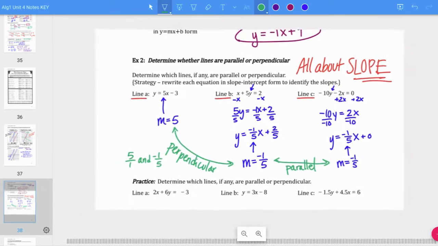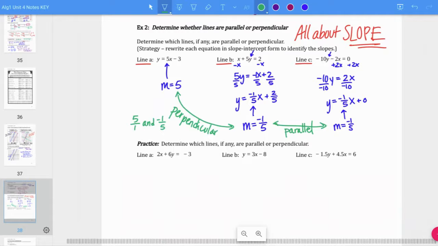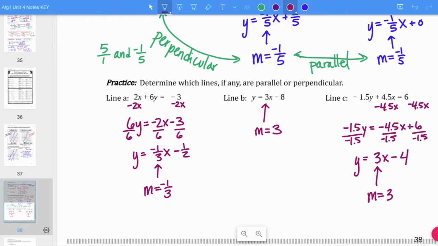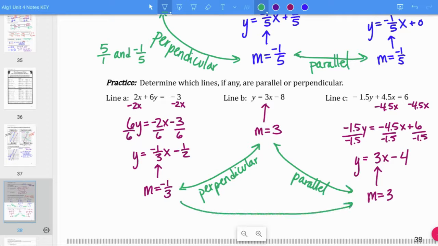All right, take a minute, try the practice problem. So pause the video now, give it a try, and then come back and compare to the answers I'm going to put up. All right, so after I rearrange each of these 3 equations and compare the slopes, I see that these two are opposite reciprocals, making them perpendicular. And these two are the same, making these two parallel. And these two would be also perpendicular to each other.